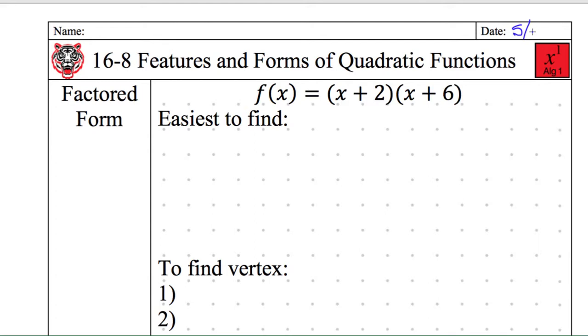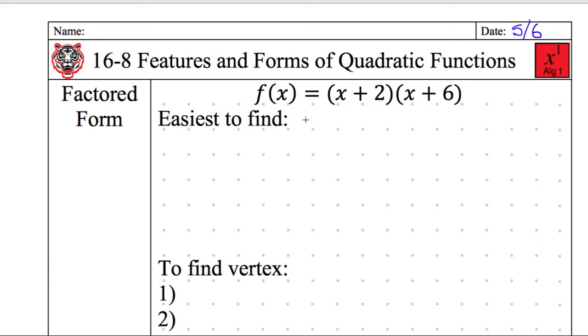I don't know how the date got changed. It's May 6th. So factored form, quiet raised hand. What is the easiest thing to find in factored form? You have three choices. Is it the y-intercept? Is it the x-intercept? Or is it the vertex? What is the easiest thing to find right here?